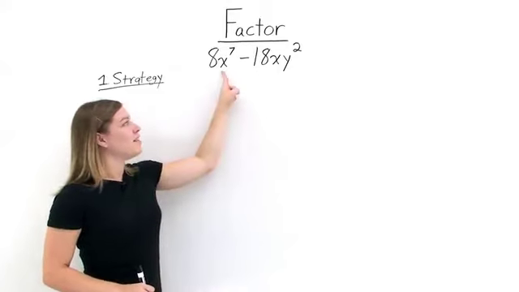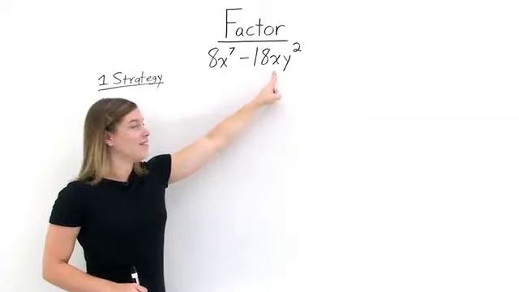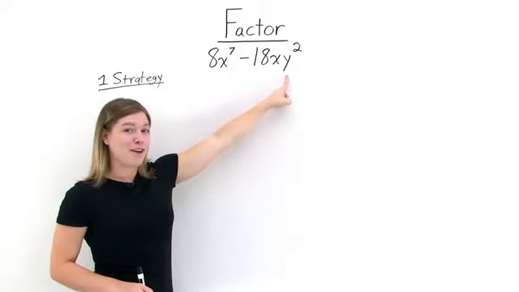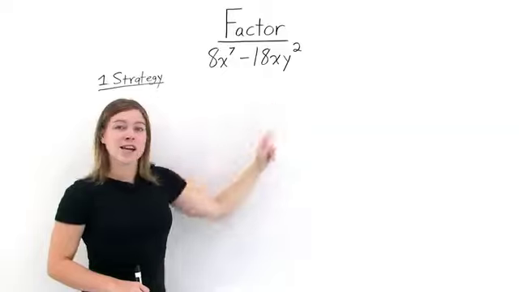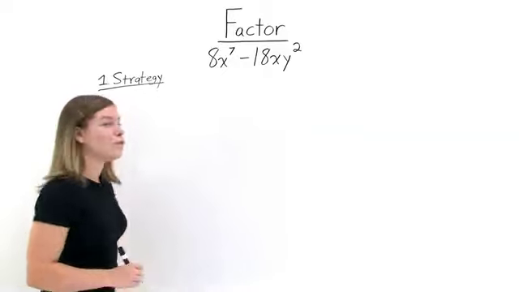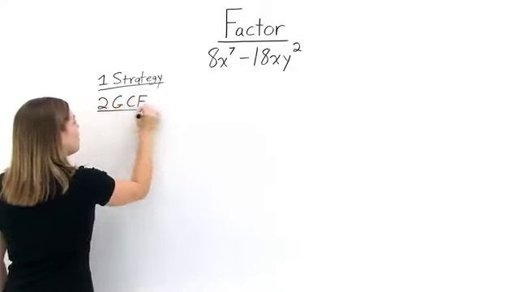Here we have an x to the 7th, and here we have an x. Well, those have a common factor of x. Here we don't have a y, and here we have a y squared. So no common factors there. But I did find two common factors, a 2 and an x. So let's first factor out a greatest common factor in this polynomial.